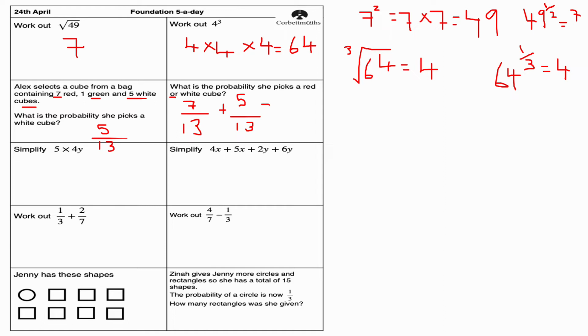Now, another way that they could have worded this question is they could have asked, what's the probability of not picking a green counter? And that would have given you the same answer.